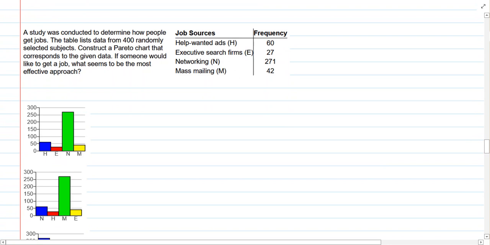So here we have a study conducted to determine how many people get jobs. The table lists data from 400 randomly selected subjects. And they said construct a Pareto chart that corresponds to the given data. If someone would like to get a job, what seems to be the most effective approach? So first, let's look for the highest, networking.